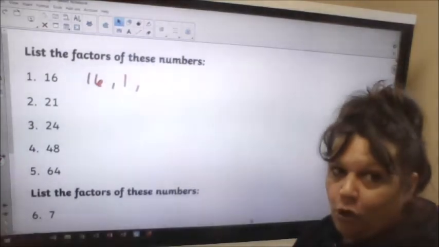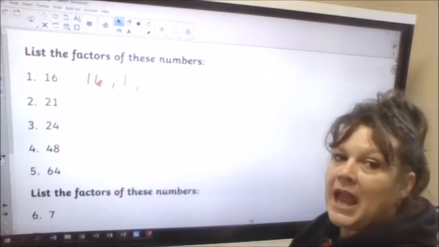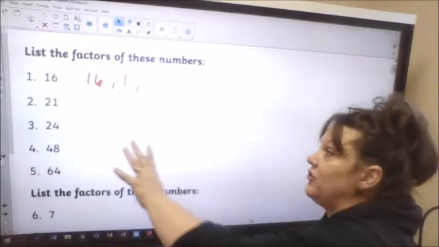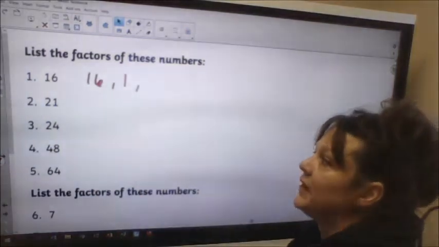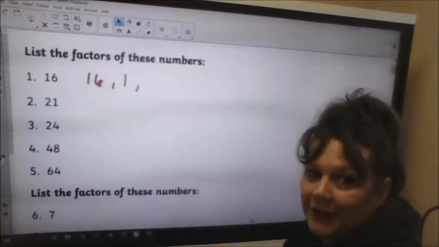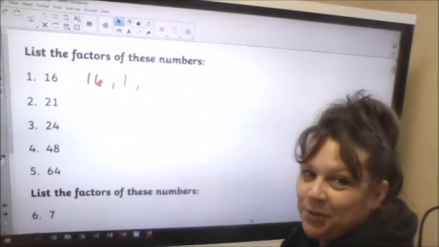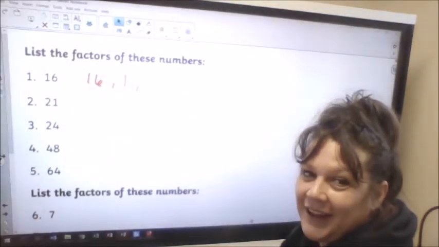Okay, so have a little look at those. Purple book, 1, 2, 3, 4, 5. And then you are going to list me all the factors of those numbers. Let's see if you can spot them all. Okay, pause your video. Off you go.